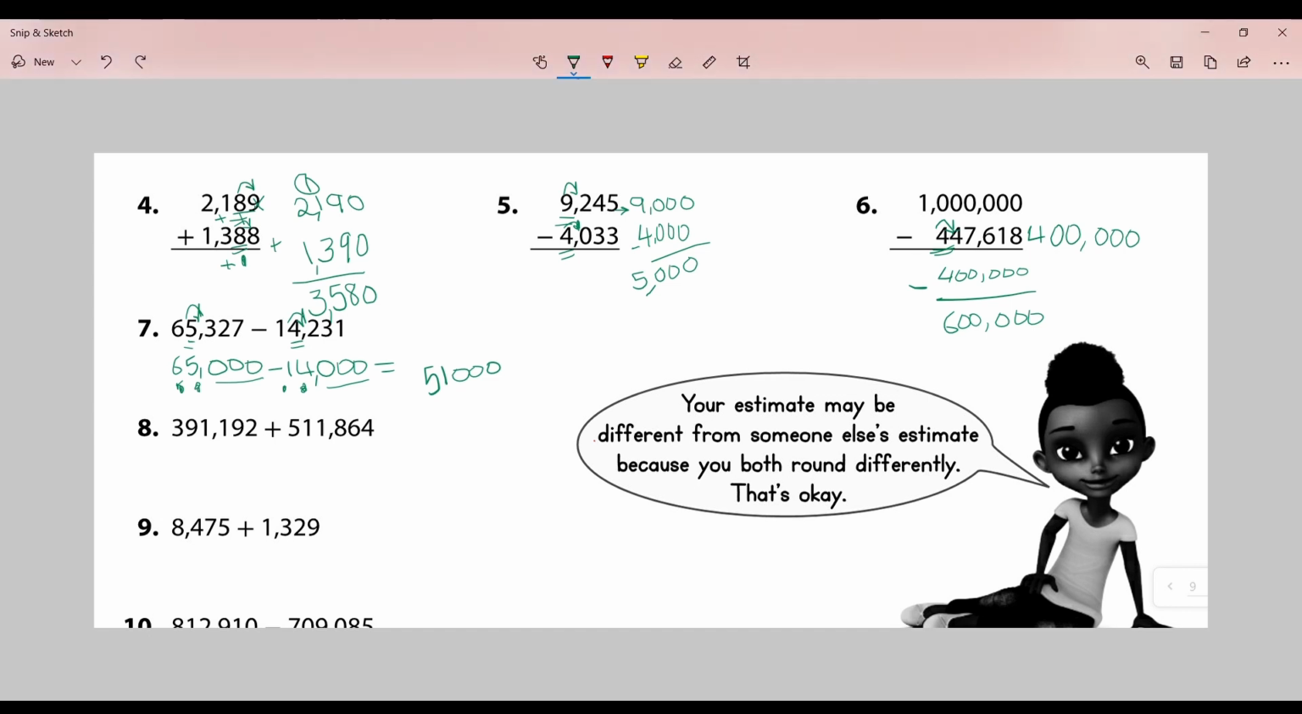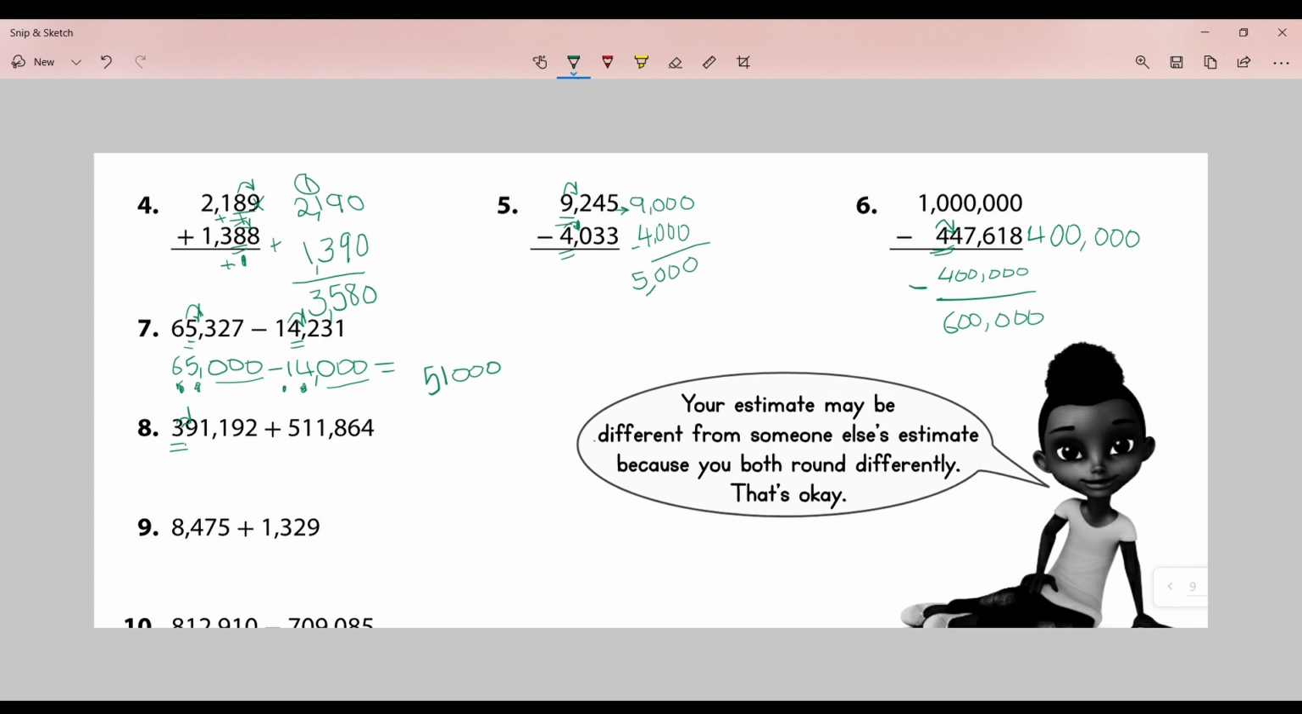Now in number 8, we have 391,192 plus 511,864. Let's round the numbers first. We're going to round to the nearest 100,000 if you want. It's fine, you can round to the 10,000 or the thousands, it's up to you. I'm going to round to the nearest 100,000. So here we have 9. We will look next door. So find your place, look next door.